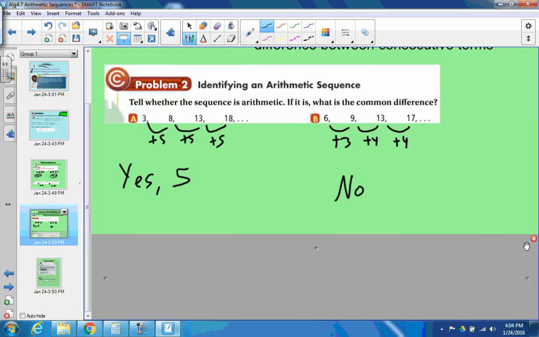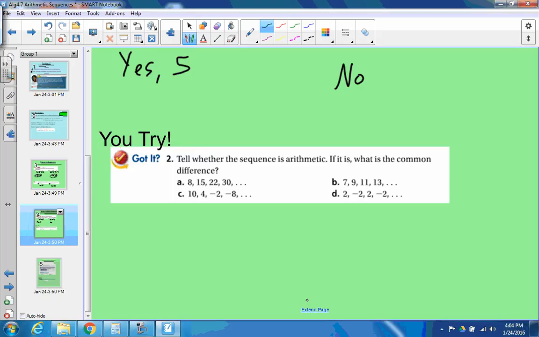So if you try this on your own, I've got 4 here for you. You can do all of them if you want. Actually, you know what? I wanted you to do C. So let's undo that. I don't need you to do these two. So A and C, try those on your own.